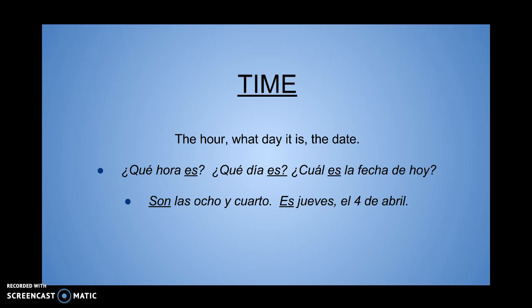I will also give you out loud the date of the day on which you're taking these notes if you prefer to write that down. We have son las 8:15. Es jueves el 4 de abril is what it says there. If you want to make sure that you're writing down the exact date from the day on which you're taking these notes, you could write down es miércoles el 3 de mayo.